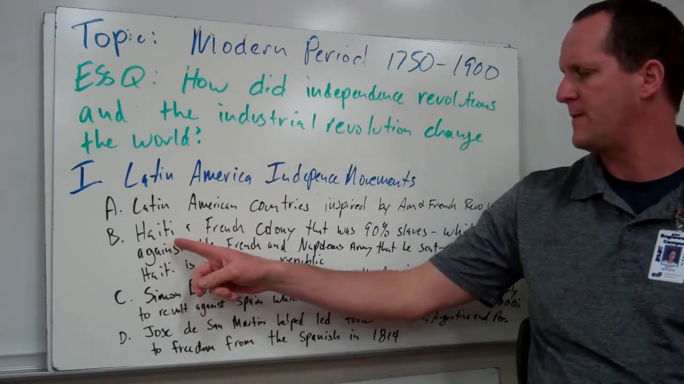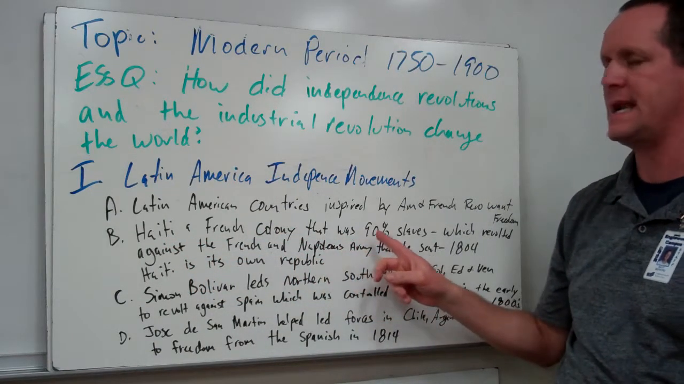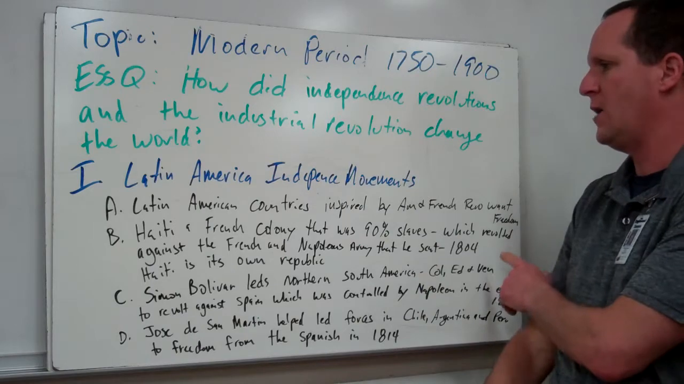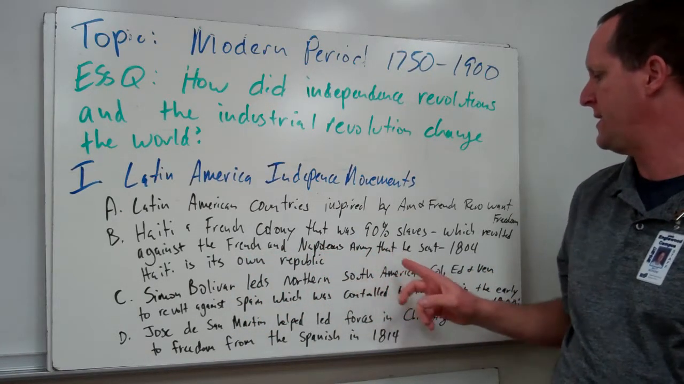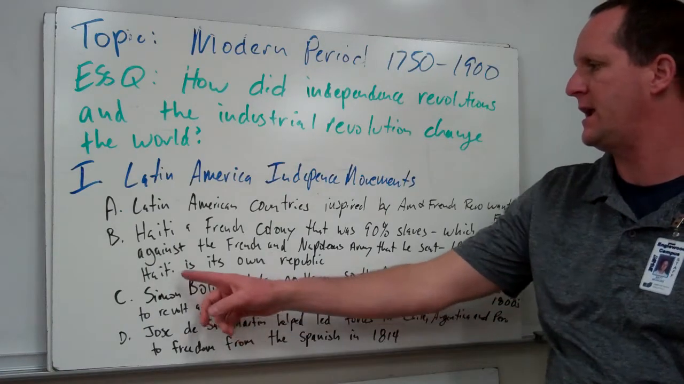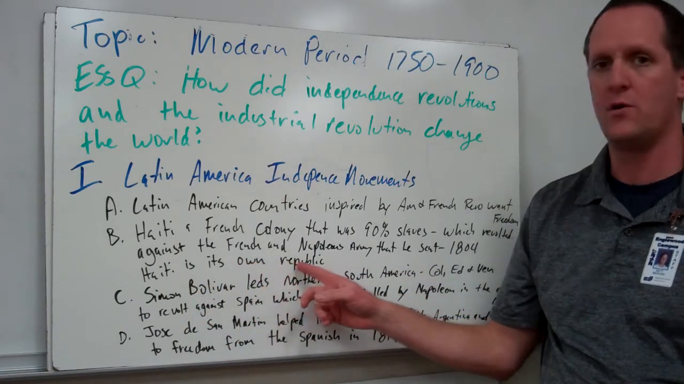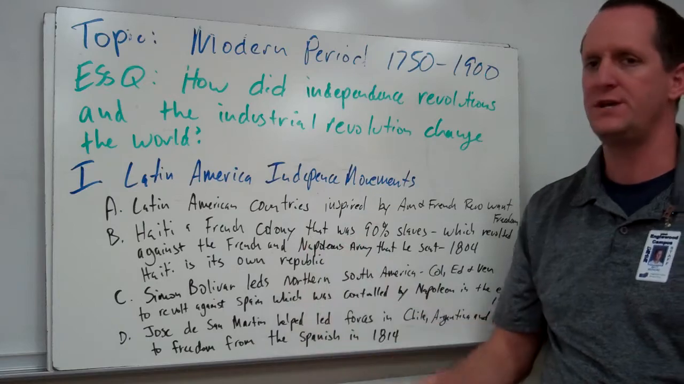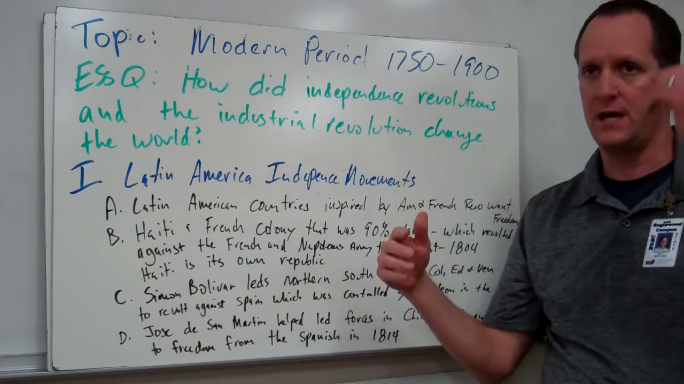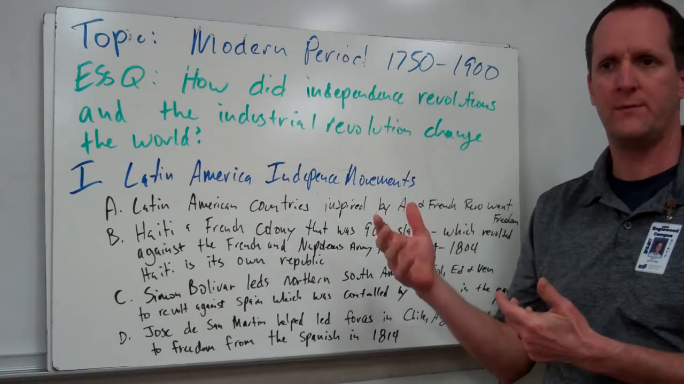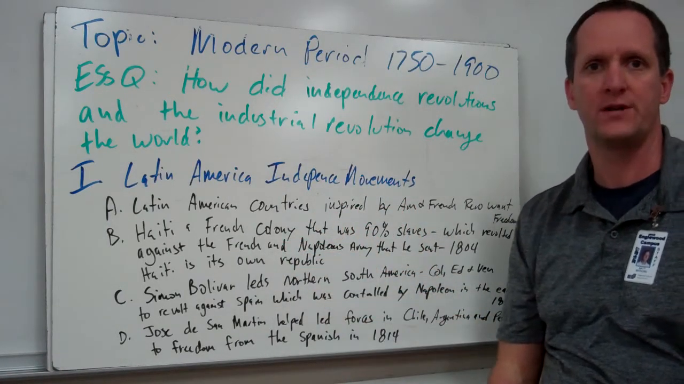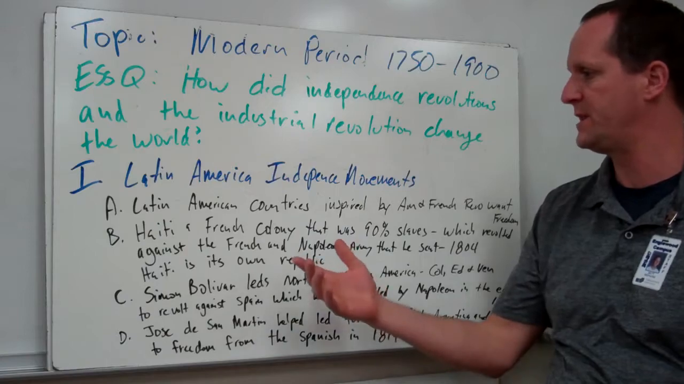The first was Haiti. Haiti was a French colony that was 90% slaves, which revolted against the French and eventually defeated Napoleon's army that he sent in 1804, and then Haiti is its own republic. So the Haitian slaves revolted against the plantation owners, were able to put them down, and then Napoleon sent about 20,000 troops and the slaves beat them back.